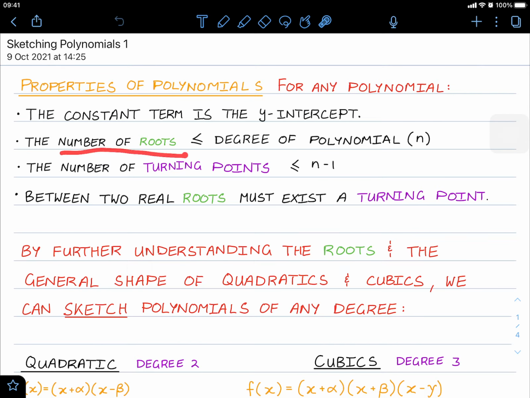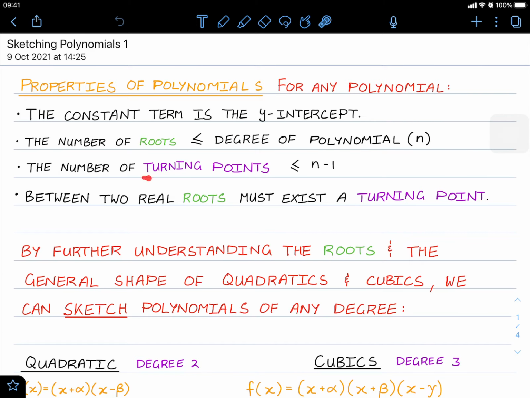The number of roots that a polynomial has is always going to be less than or equal to the degree of the polynomial n. So for example, if you have a polynomial of x cubed plus everything else, since it is x cubed, it is impossible for the graph of this polynomial to have more than 3 x-intercepts. So we're going to call the degree of this n.